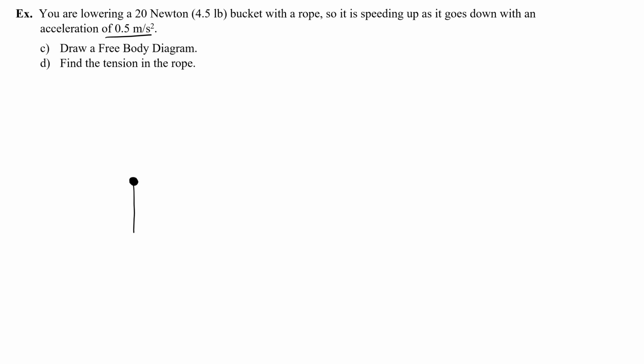So the weight force doesn't change. It's still mg equals 20 newtons. But for this problem, we are going to need the mass, so let's just go ahead and find the mass. Remember, divide by g, which is 10 meters per second squared, so 20 over 10 is 2 kilograms. So that's the mass of the bucket. And I know that there is tension up.